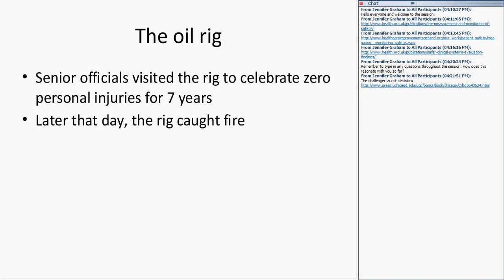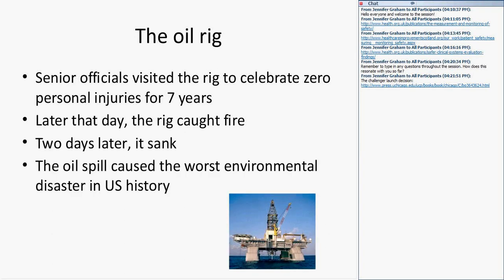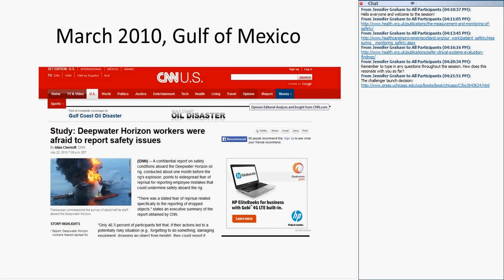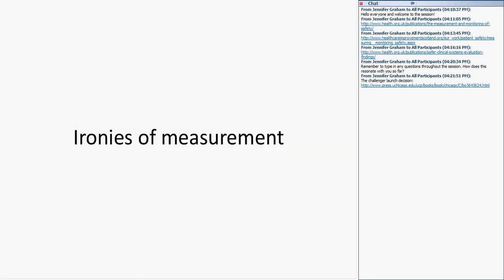Late that day, the rig caught fire. 2 days later, it sank, and that oil spill, which was Deepwater Horizon, was the worst environmental disaster in U.S. history. Again, what seemed to be going on there was that although there was a focus on a specific measure, the concerns that workers were raising, which were evident in a survey again conducted about a month before this disaster, had not been heard. And so a failure of intelligence that could have helped avert disaster.